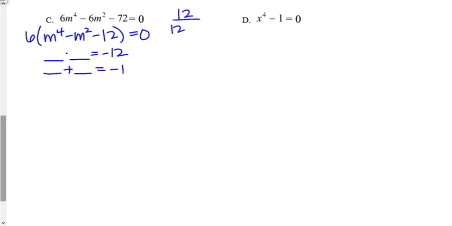Well, how many factors of 12 up here? Let's look. I have 12 and 1, 6 and 2, 3 and 4. 3 and 4 has a difference of 1. And if I do 3 minus 4, I will get negative 1. So 3 and negative 4.